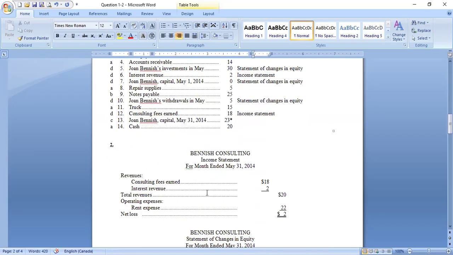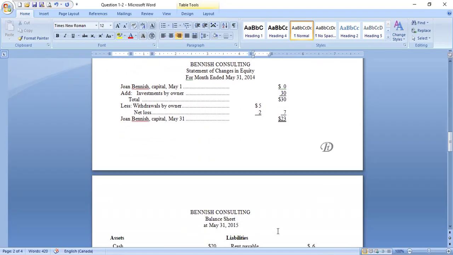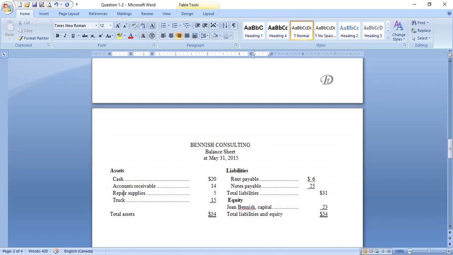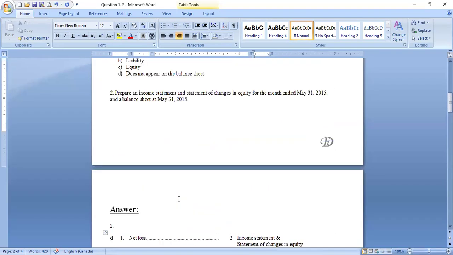So if we have to prepare the income statement, it's going to be consulting fee, interest revenue, 20 minus rental, net loss is $2. Statement of changes of equity, it's going to be capital plus the investment minus the withdrawal minus the net loss, it's going to give you 23. And if we have to prepare the balance sheet, we're going to add the cash, accounts receivable, repair, supplies, and truck. On the other side, we're going to have rent payable, notes payable, and owner's capital. It's going to balance the balance sheet. Make sense?